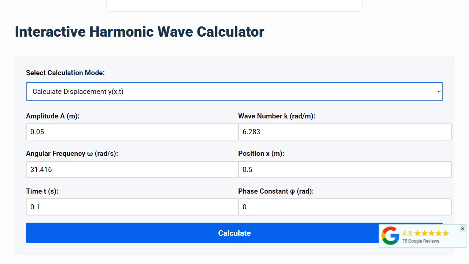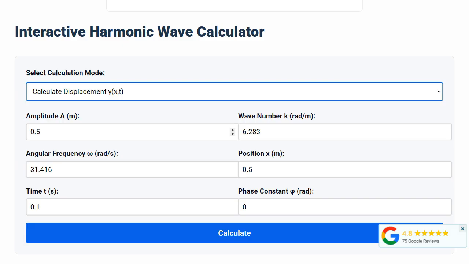To use this calculator, you'll need to enter several wave parameters. Start by inputting the amplitude, which is the maximum displacement from equilibrium measured in meters. Next, enter the wavelength, the distance between consecutive wave peaks. Then specify the frequency in hertz, which tells us how many complete cycles occur per second.